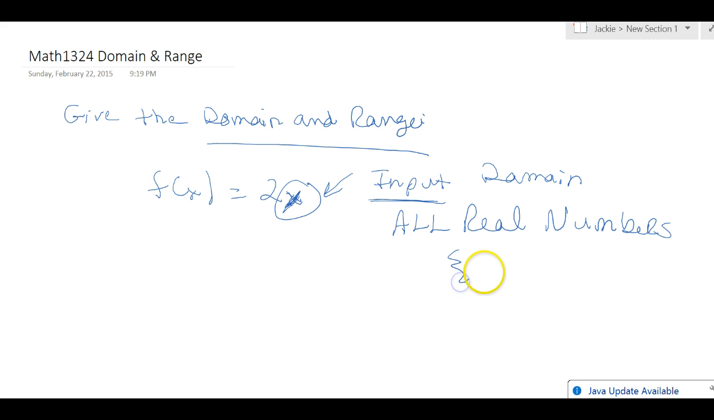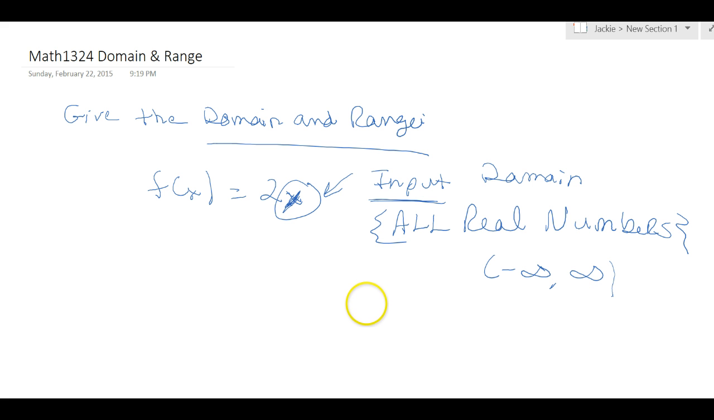You could write it in interval notation, which would be negative infinity to positive infinity. The range is a little harder to find without having a graph. Your range is going to be what you get out, your output, when we put in our particular domain. So again, there's our domain. Now we're looking for our range.